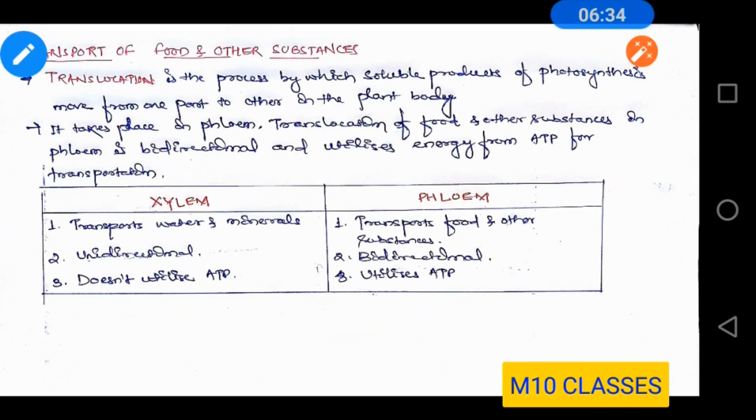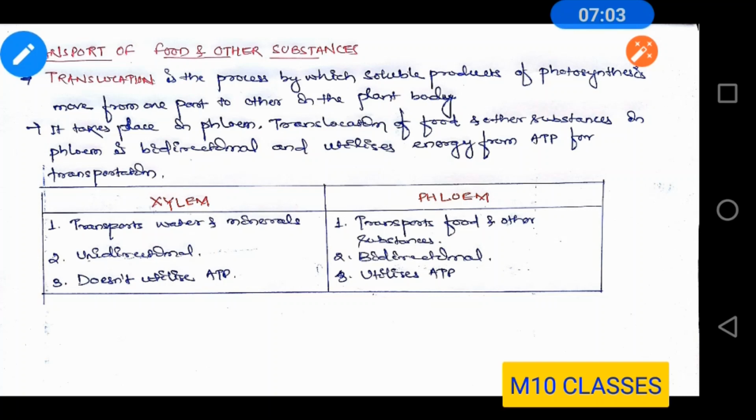Now you have transport of food and other substances. First comes translocation. Translocation means there will be a change of location. Translocation is the process by which soluble products of photosynthesis move from one part to another part of the plant body. This is called translocation. Now this translocation of material takes place with the help of phloem.